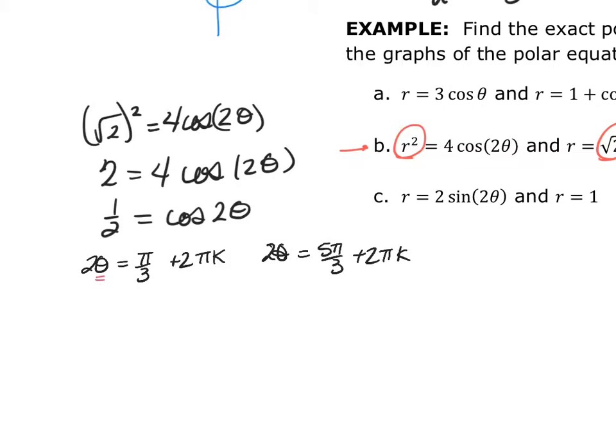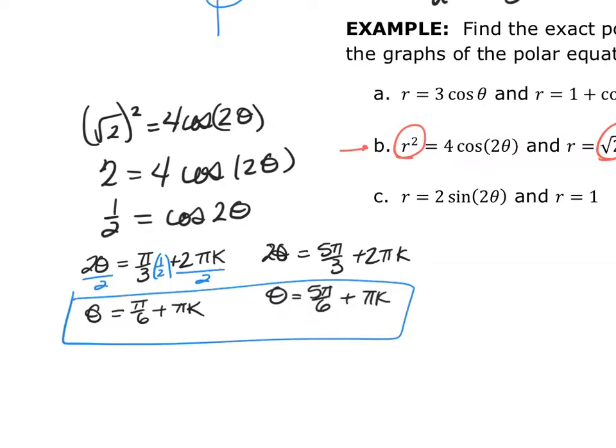But I'm solving for theta, not 2 theta. So that means I'm going to divide both sides by that 2. So I'm going to divide this by 2, I'm going to divide this by 2, and when I'm dividing by 2, that's the same thing as multiplying by 1/2. So theta is equal to pi over 6 plus pi k. I'm going to do something similar to this equation, so I get theta is equal to 5 pi over 6 plus pi k. So those are my solutions for that one.